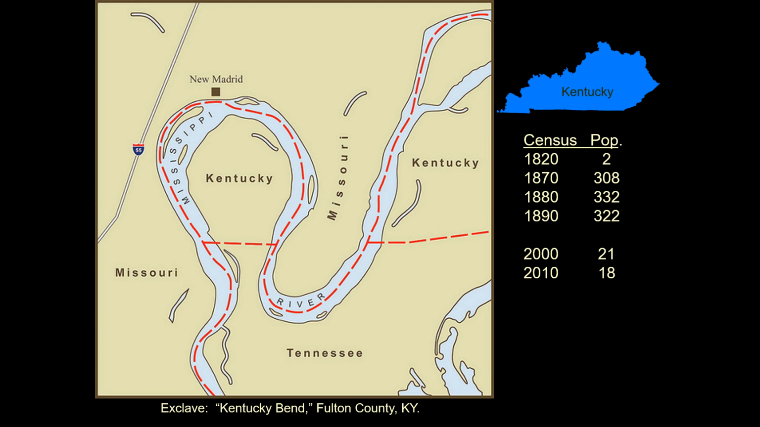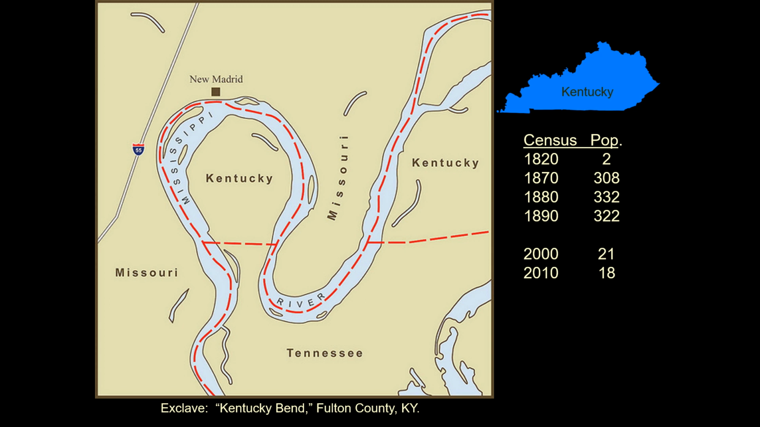And one of the best known places where this sort of thing has happened and produced an unusual situation is this place called Kentucky Bend, which is Fulton County, Kentucky, and it's an entire county of Kentucky that's separated from Kentucky by the state of Missouri. So you'd have to actually go, if you were traveling here from this county south of New Madrid, you'd have to cross over the Mississippi, go through Missouri, and then cross the Mississippi again to get to Kentucky. We call this an exclave.